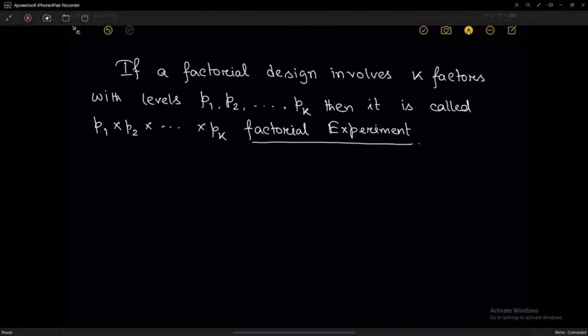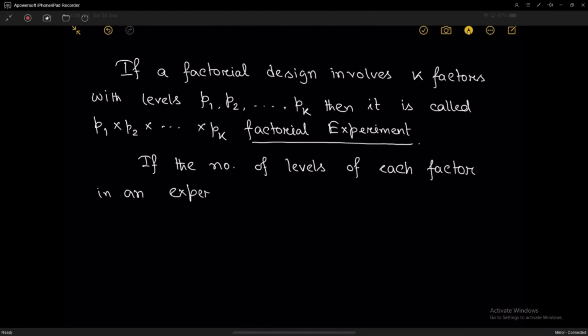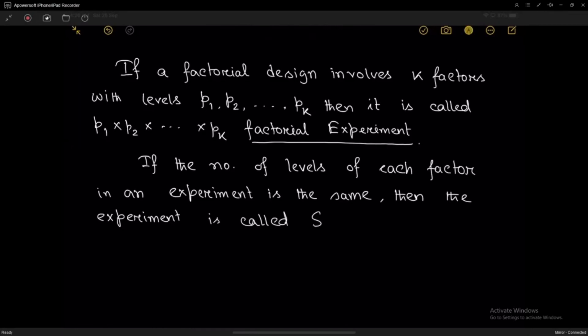Now if the number of levels of each factor in an experiment is the same, then the experiment is called a symmetrical factorial experiment. So this is called a symmetrical factorial experiment.